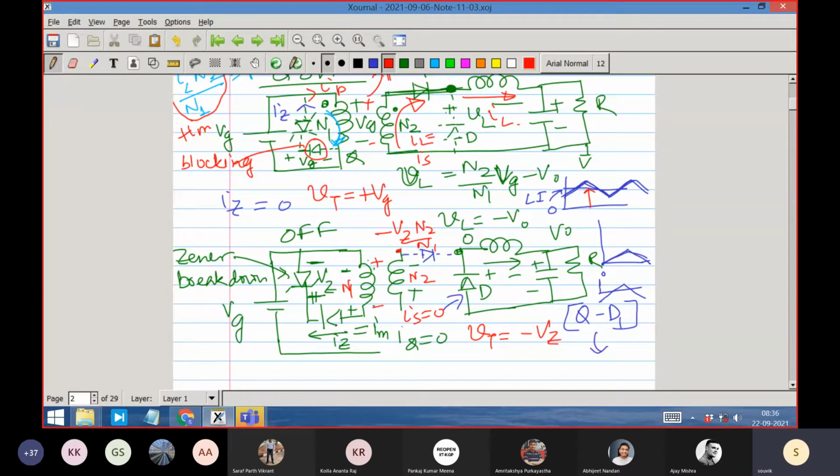That is just like applied voltage divided by L into time. The way we write the equation. And what is the applied voltage? In this case, Vg. What is the applied?